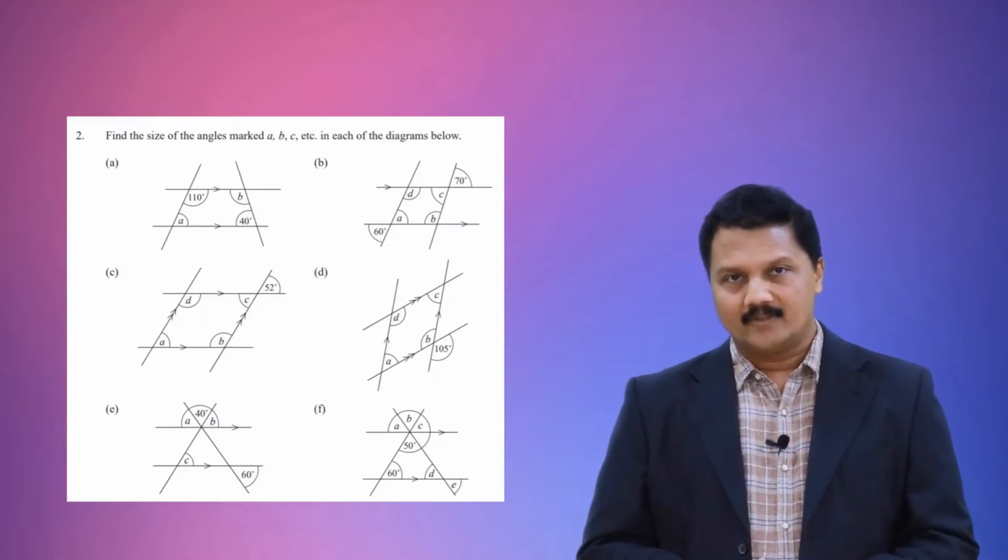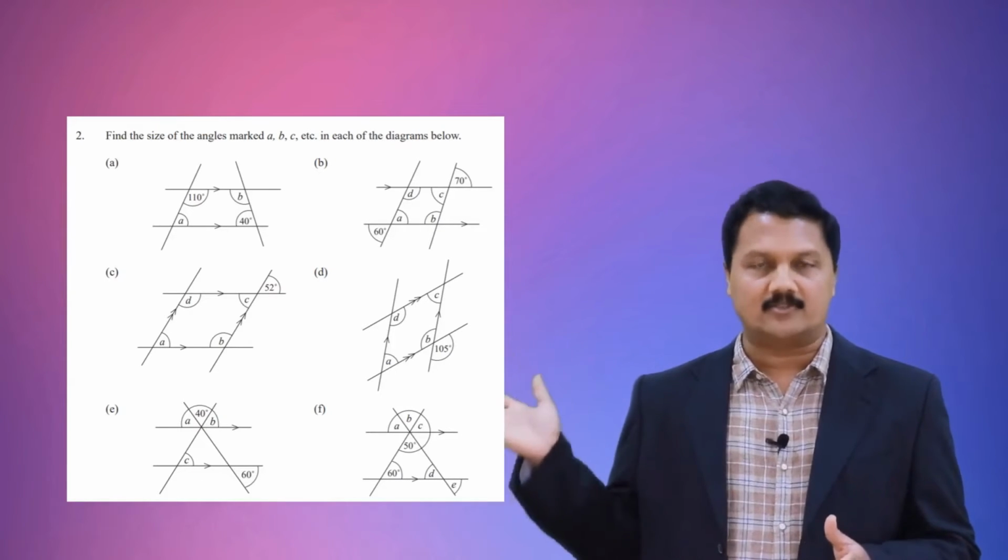So these are some basic properties of triangles and lines and angles. I'll be coming back with more lessons of geometry. You can try to solve these extra questions also.